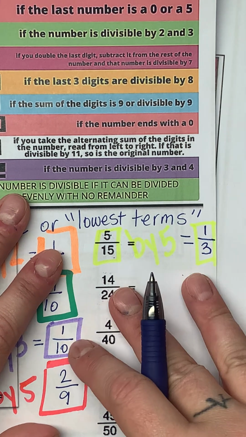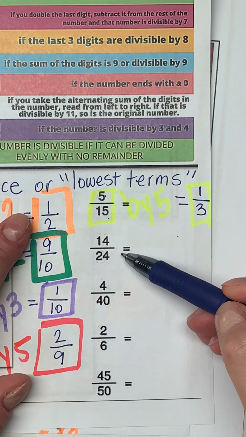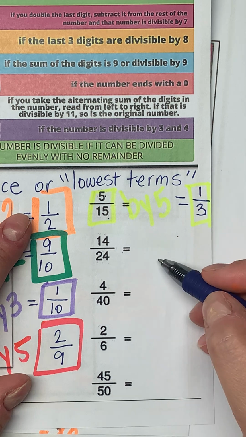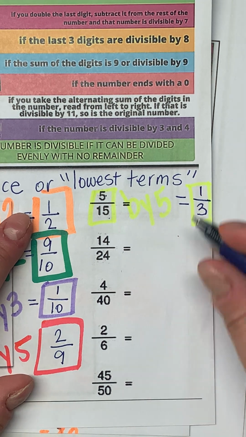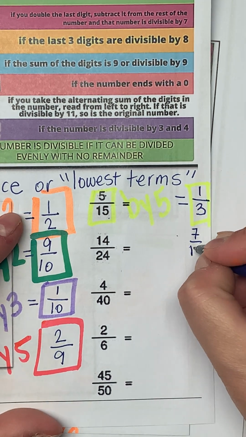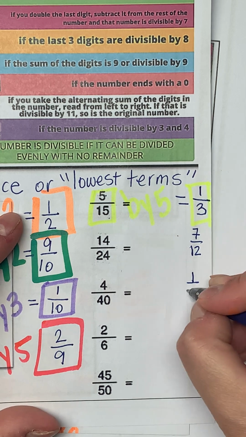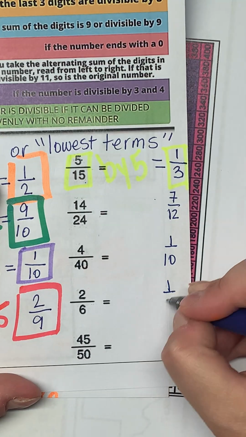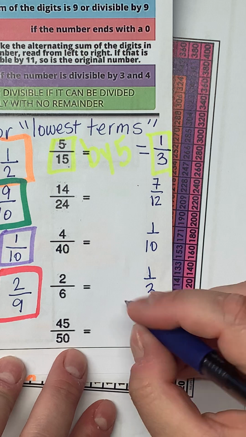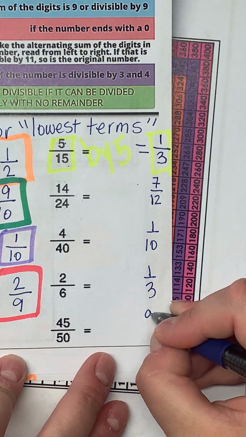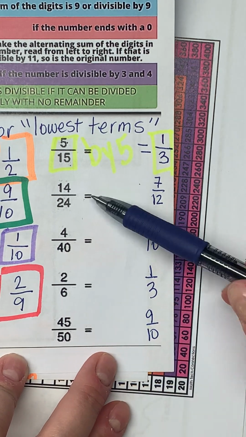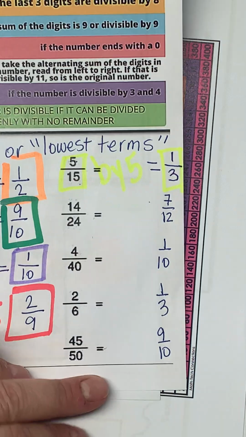Woohoo! Okay, if you want to try these next ones, this 14 over 24, if you want to know, it'll be 7 over 12. The next will be 1 over 10. The next will be 1 over 3. And the last one will be 9 over 10. So if you want to practice these, you can by yourself.